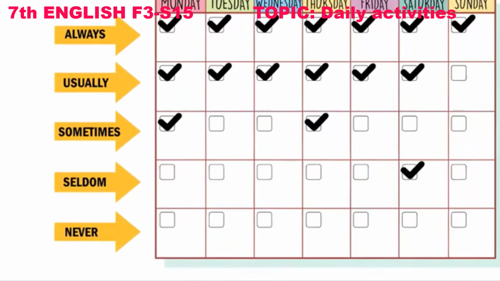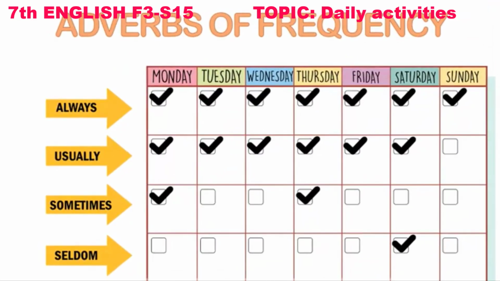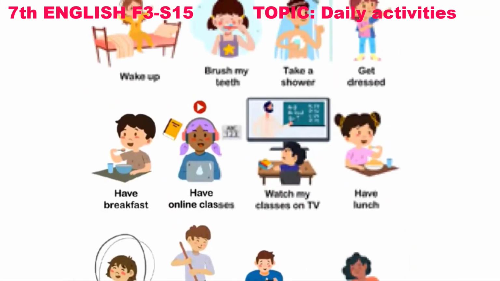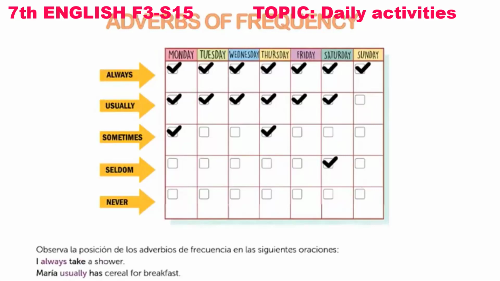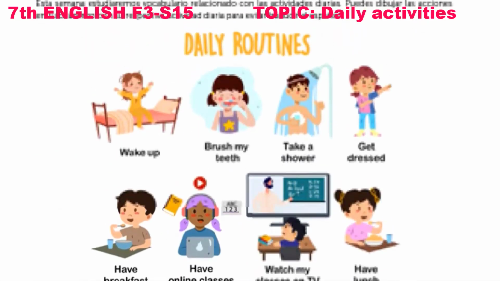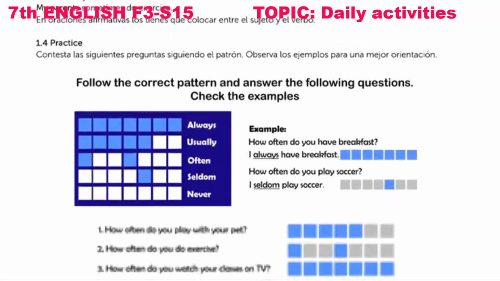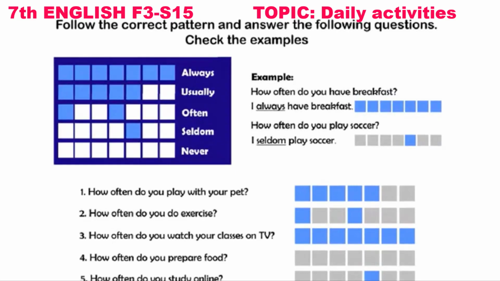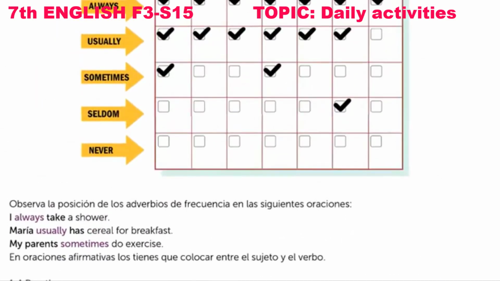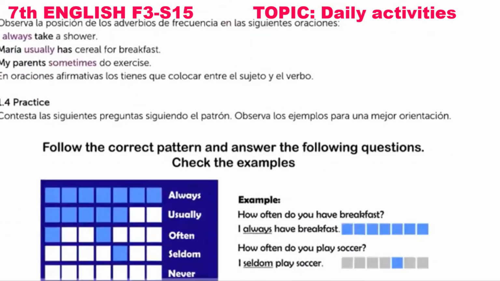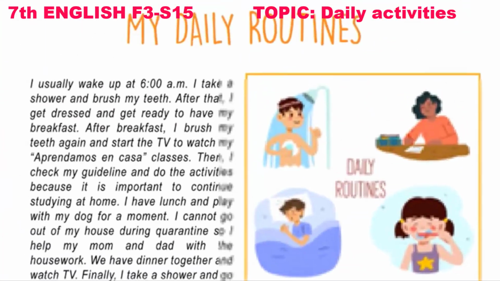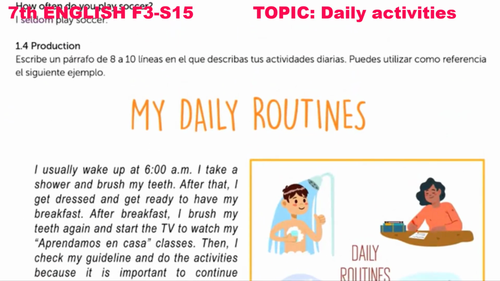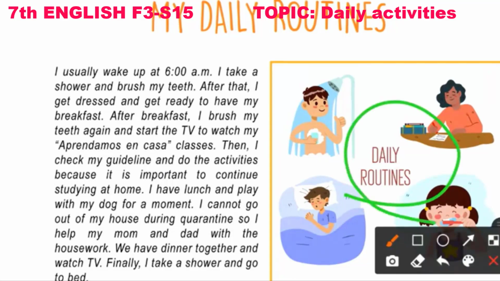Okay, so we are going to see how to make sentences, cómo hacer oraciones, using these adverbs of frequency and the daily routines. We're going to make combinations of daily routines and adverbs of frequency. Vamos a utilizar las dos cosas. After that, we are going to have a little practice writing sentences. And finally, usted va a escribir un párrafo en inglés, de 8 o 10 líneas, about your daily routines, okay?